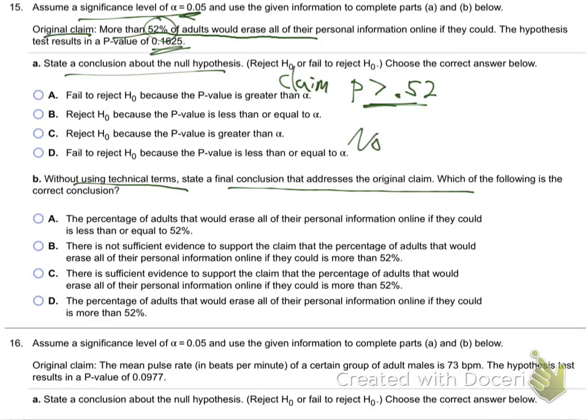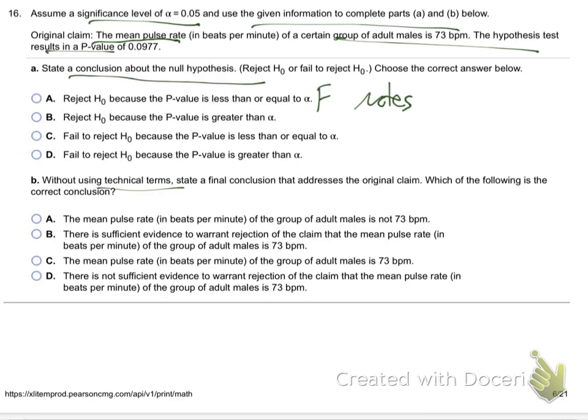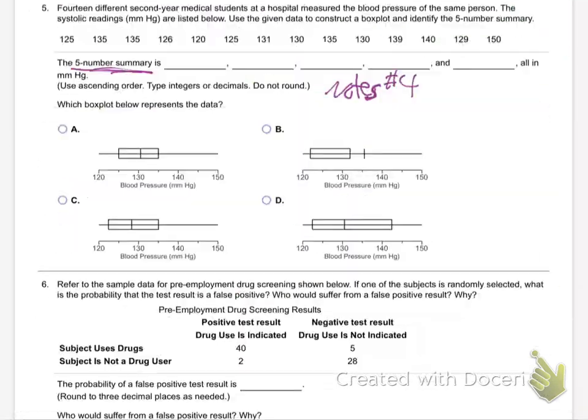So this is final exam notes number 10. All right, number 16, significance level, use to get information, original claim, hypothesis, stated conclusion. This is the same thing, final exam notes number 10. Go back here.